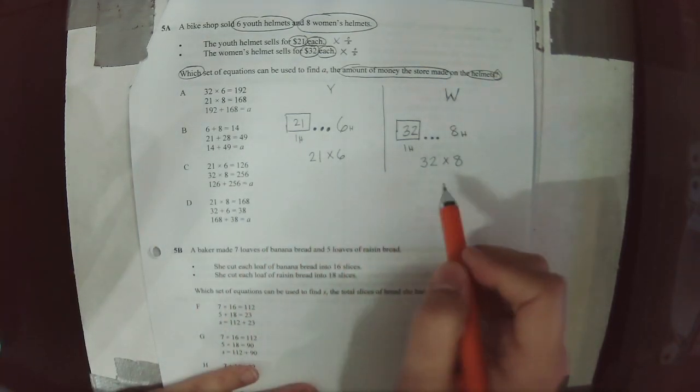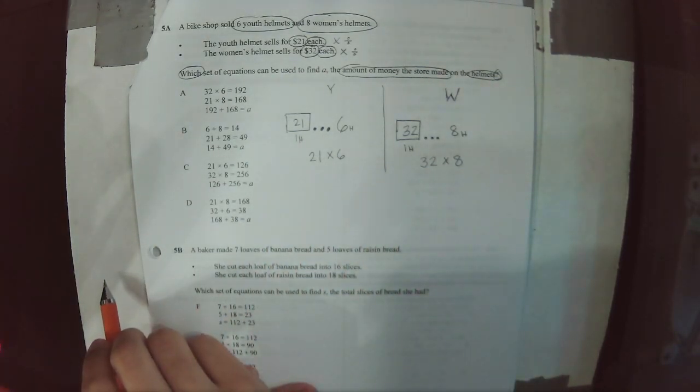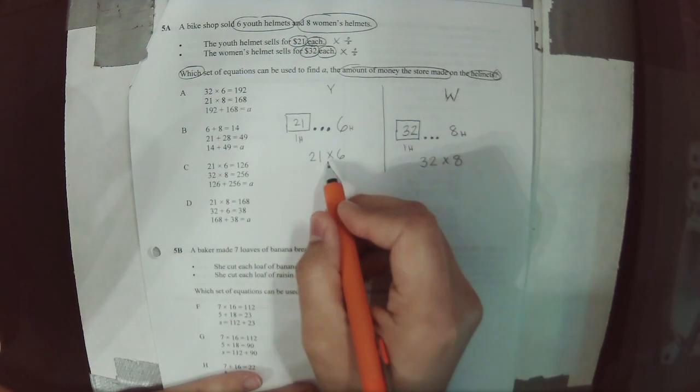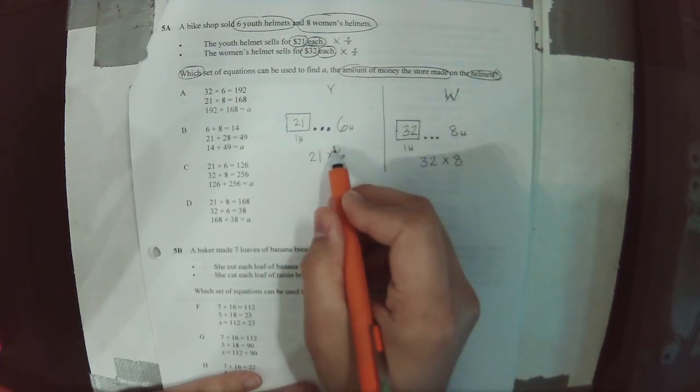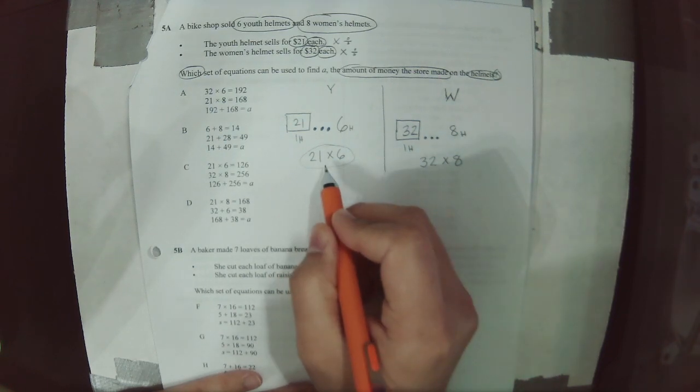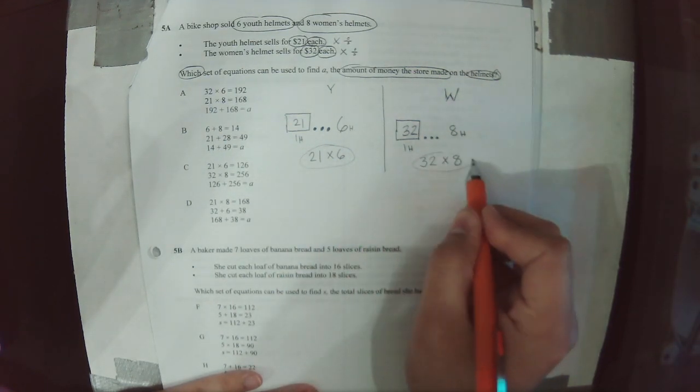So let's look at our answer choices and make sure that they use those same operations. Bradley, go ahead and put it away for right now. Make sure we're focused on the math. These are the 2 number sentences I should see for sure. 21 times 6, 32 times 8.